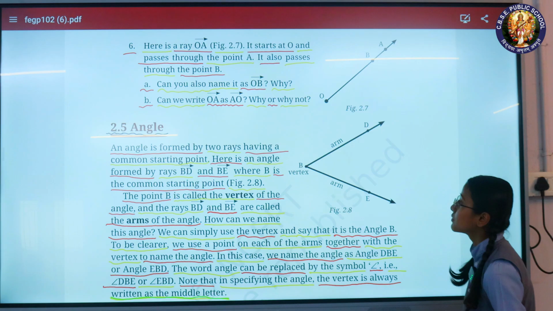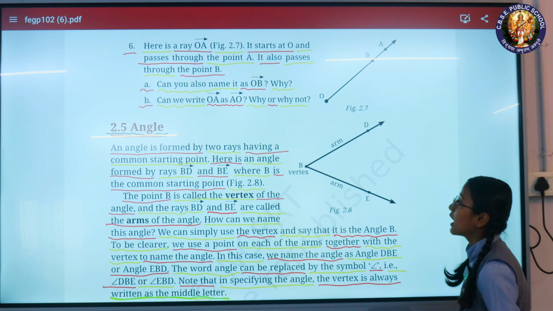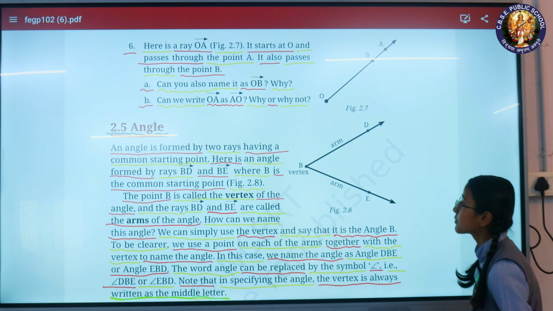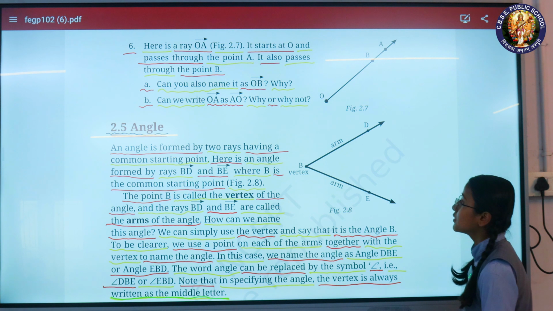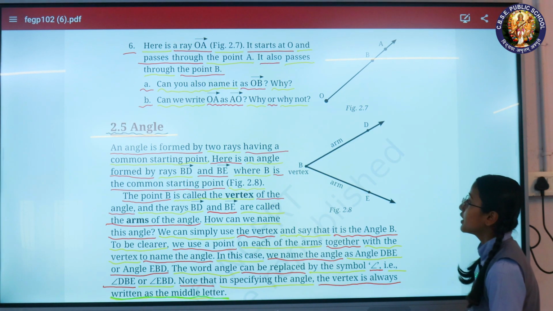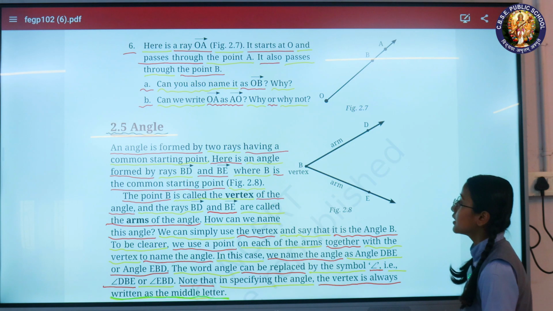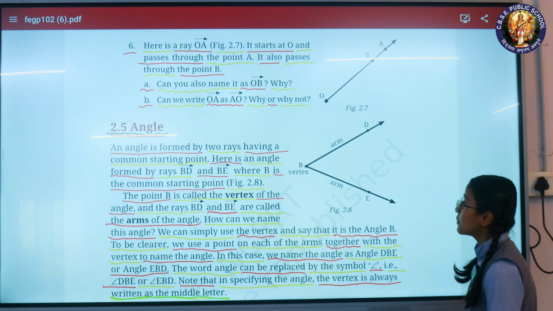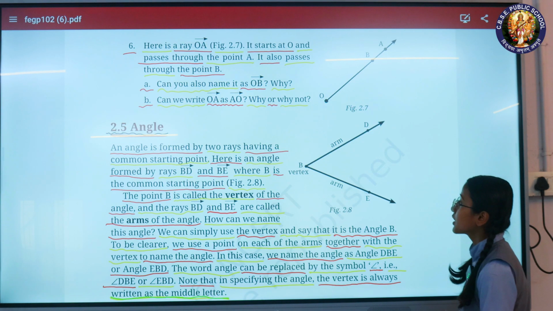2.5 Angle. An angle is formed by two rays having a common starting point. Here is an angle formed by ray BD and ray BE, where B is the common starting point. Figure 2.8.